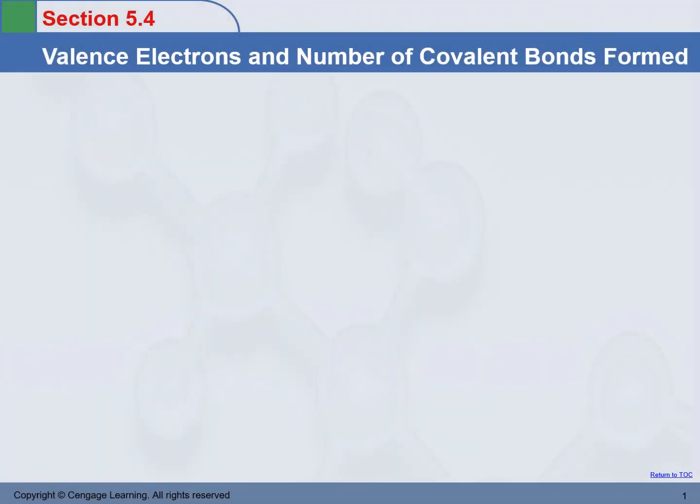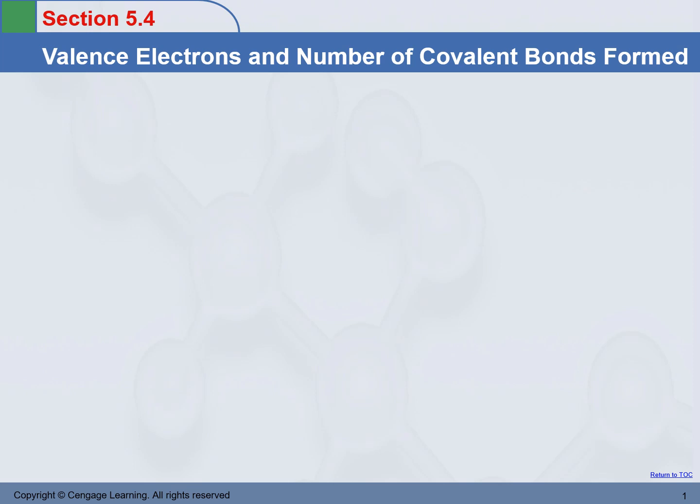Valence electrons and the number of covalent bonds formed. At the end of the last lecture, we concluded that a nonmetal atom tends to form a specific number of covalent bonds around it. The number of covalent bonds formed is decided by the octet rule. A nonmetal atom will keep sharing electrons with other nonmetal atoms until it gets 8 electrons in its outermost shell.